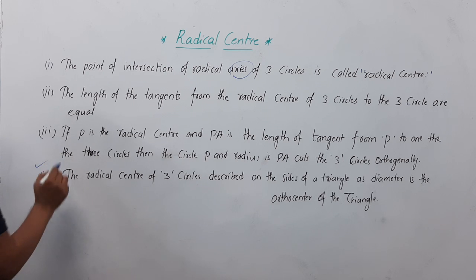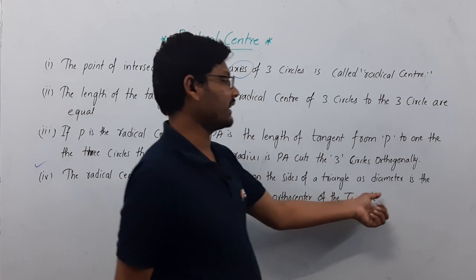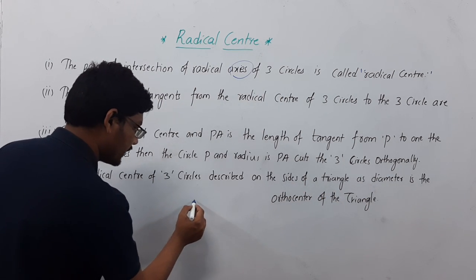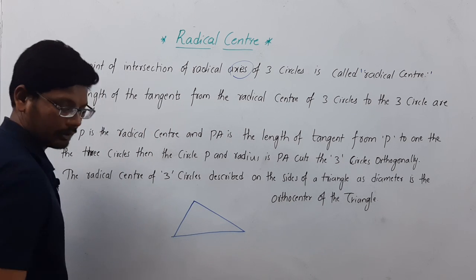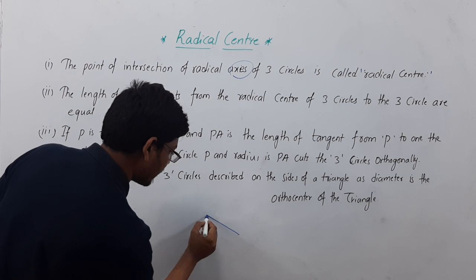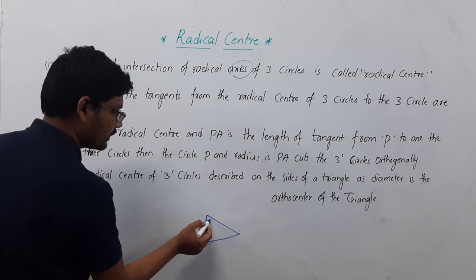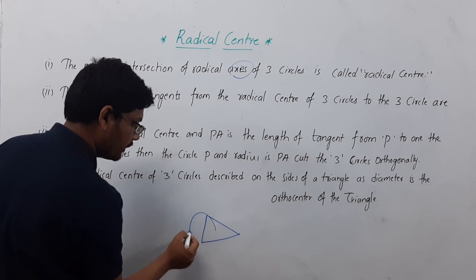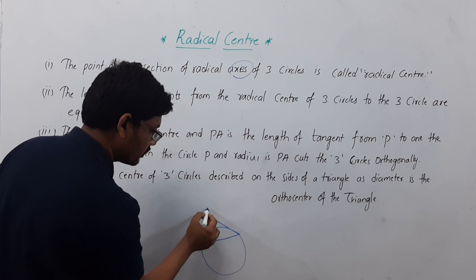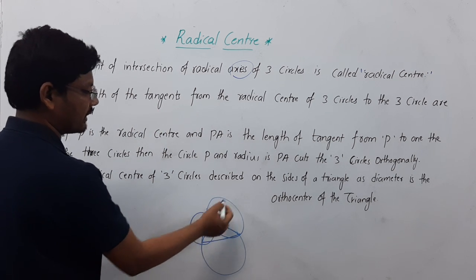And the fourth one: the radical center of three circles described on the sides of a triangle as diameters is the orthocenter. For example, I am taking a small triangle here. We need to draw circles with each side as a diameter. So it will become like this. This is the diameter for each circle.